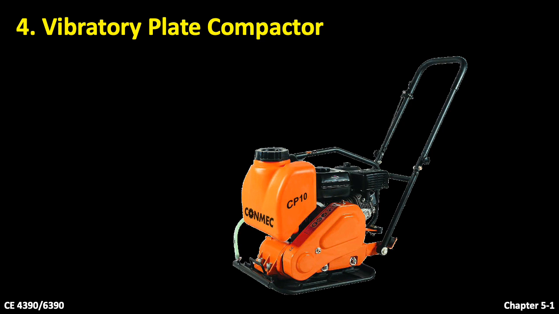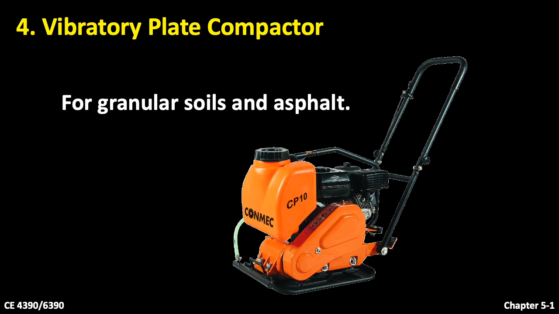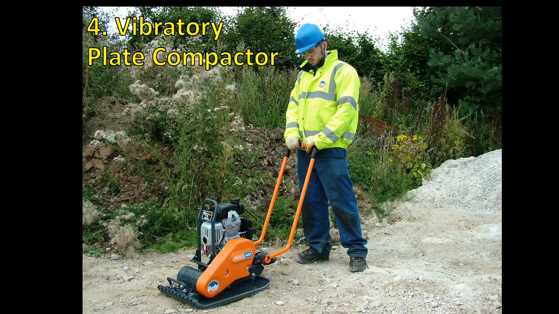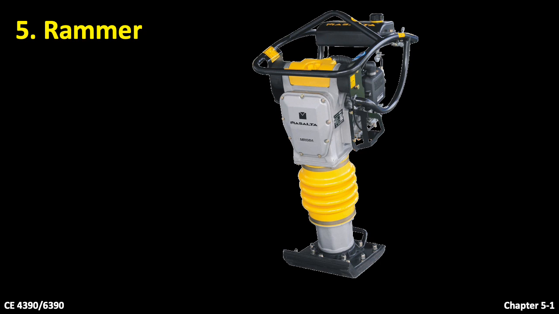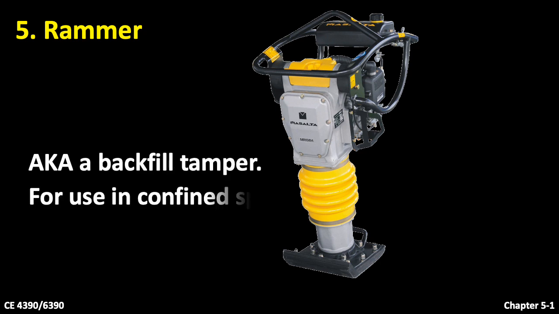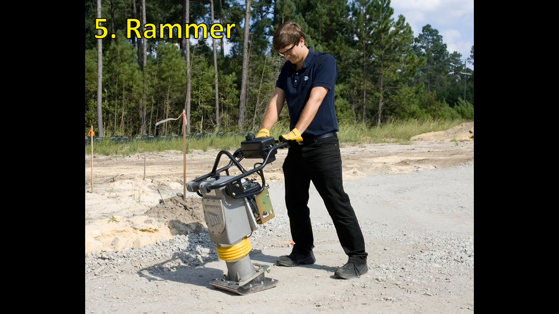Another common type of compactor is vibratory plate. It is suitable for granular soils and asphalt. It is typically used for small areas. We also use rammer a lot. It is best for use in confined spaces. It is typically used for small work.